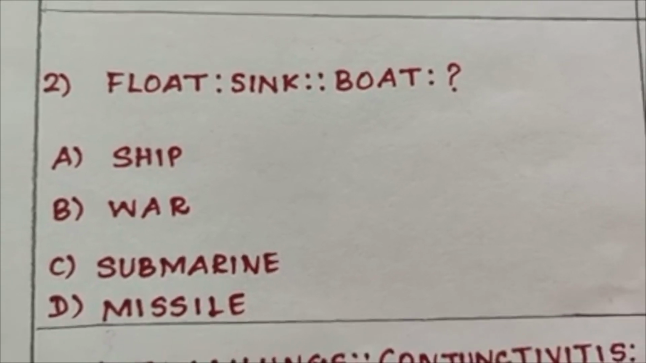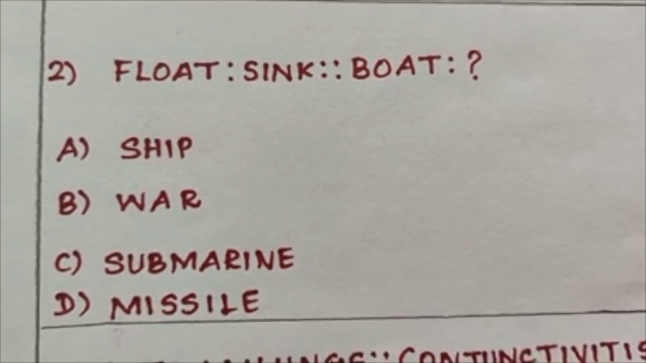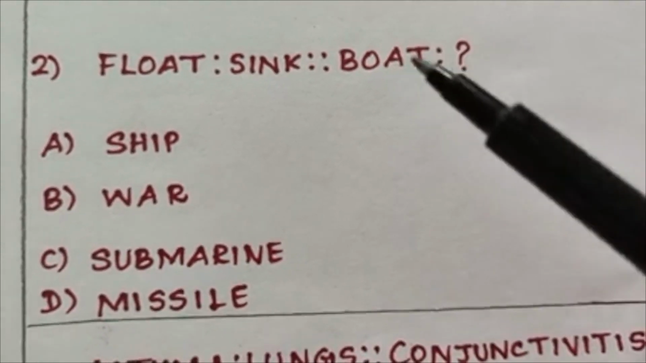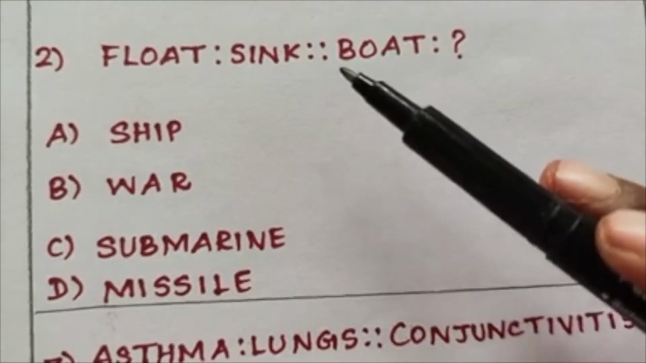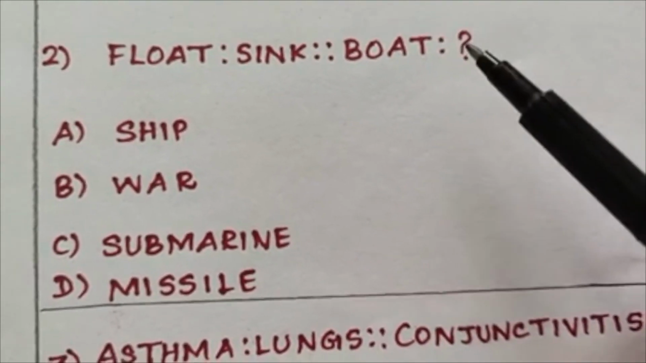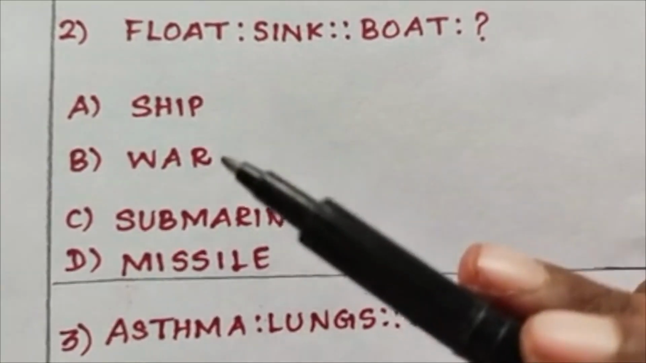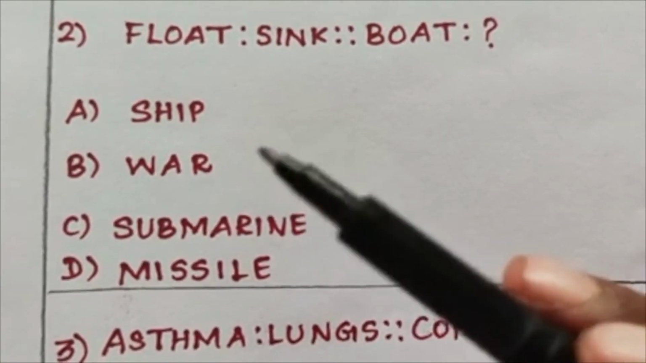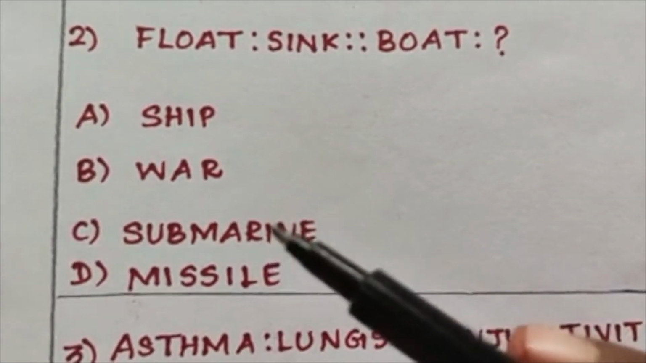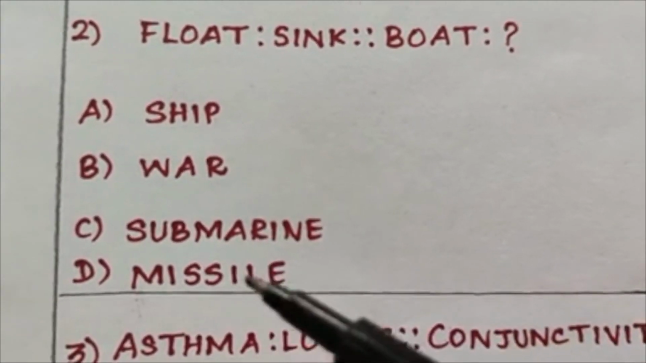Next, second question. Float is related to sink. In the same way, boat is related to what? Option A, ship. Option B, war. Option C, submarine. Option D, missile.